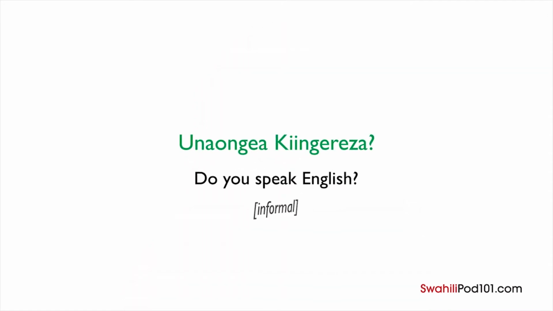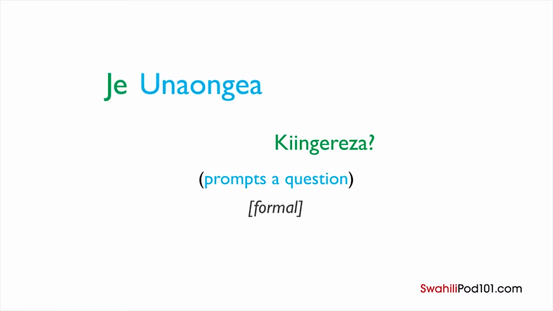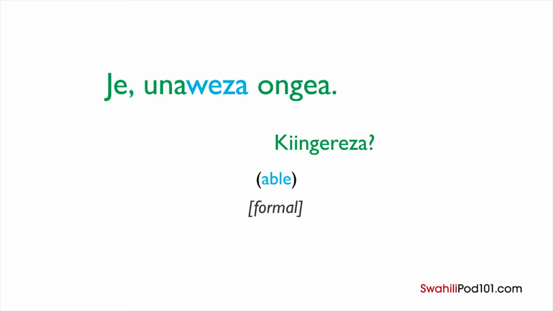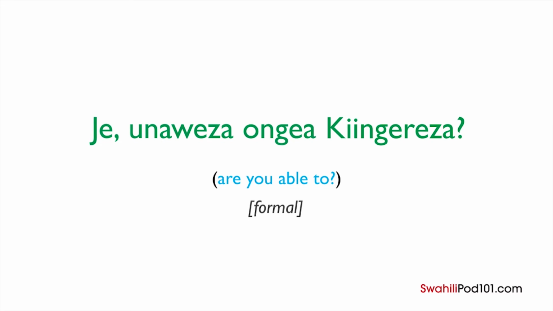We are now going to make this sentence formal. It isn't hard. First, add the word je at the beginning of the sentence. Je is a word that prompts a question. The sentence unaongea will change to je, unaweza ongea. Note the extra word weza, which means able. Je unaweza ongea therefore means, are you able to? Let's look at the full sentence. Je unaweza ongea Kiingereza? Do you speak English?